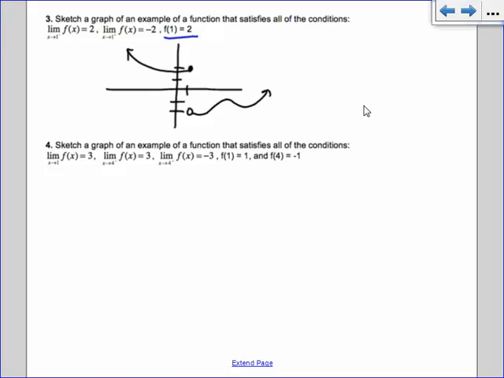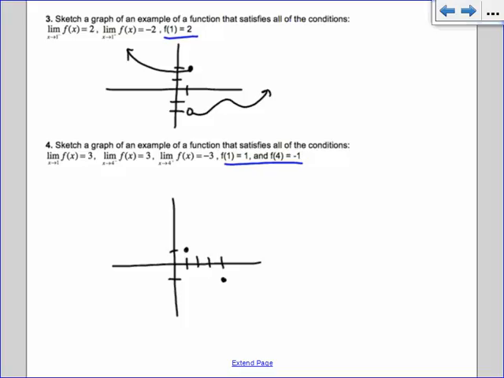All right, so the next one says sketch a graph of the function that satisfies all of the conditions. So we're going to start with the ones that are equal, right? The f of 1 equals 1 and the f of 4 equals -1. So we know we have the point (1, 1) and we have the point (4, -1).